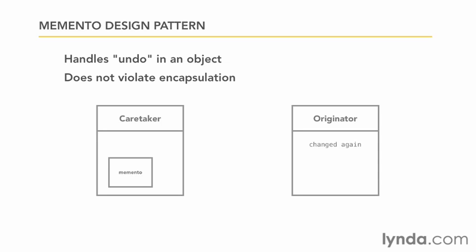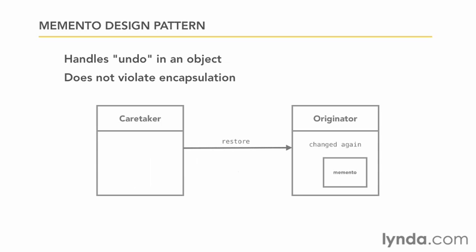And at any point, the caretaker could ask again for another memento if we wanted to keep multiple levels of undo. But the originator is not encumbered by trying to keep track of multiple levels of state inside itself. And if we want to revert to a particular state, the caretaker just hands back the memento object to the originator and asks it to restore itself.